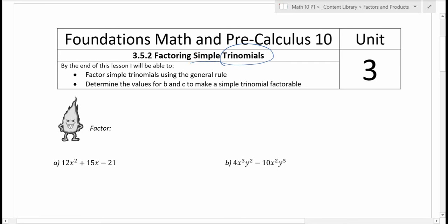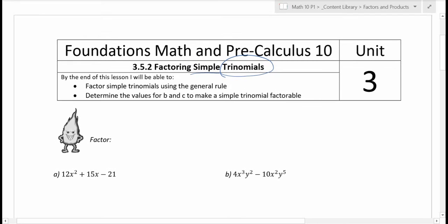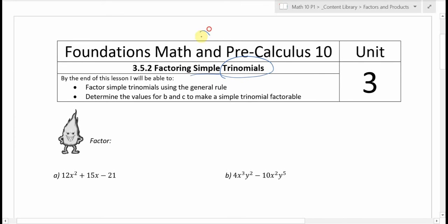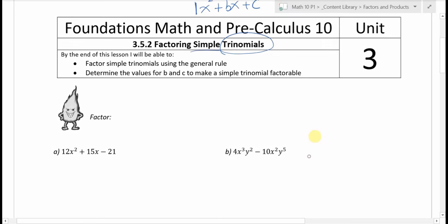What's a simple trinomial? Well, a simple trinomial simply means it's a trinomial that starts with an x squared term, and the leading coefficient is 1, plus some x term, the middle term, I guess bx, and then plus a constant. Okay, so b and c are just some numbers, but it starts with 1 x squared. So that's a simple trinomial.